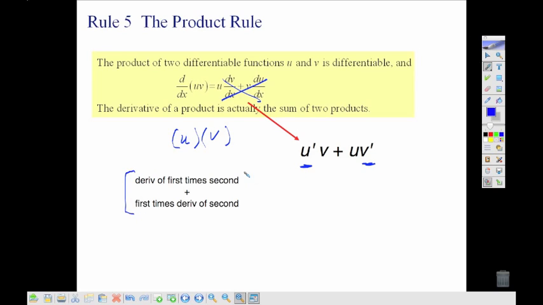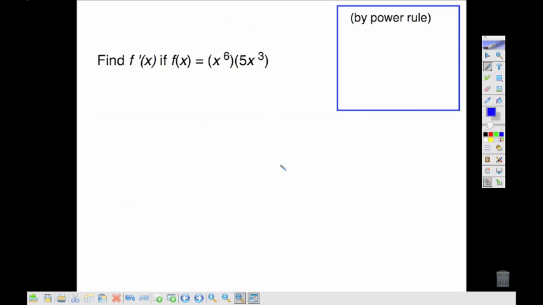Okay, so I just keep saying to myself as I'm doing this, I want the derivative of the first one times the second one. Then I add the first one times the derivative of the second one. So derivative of the first times the second plus first times the derivative of the second.